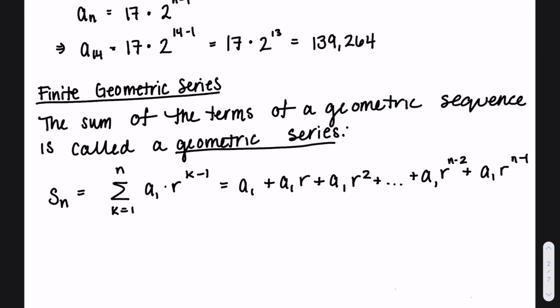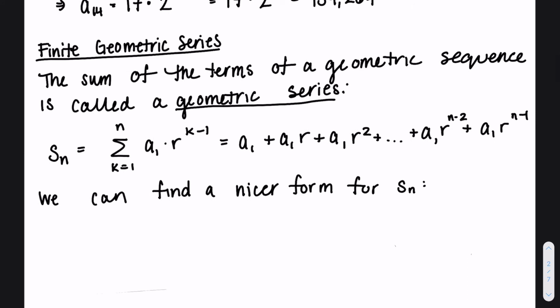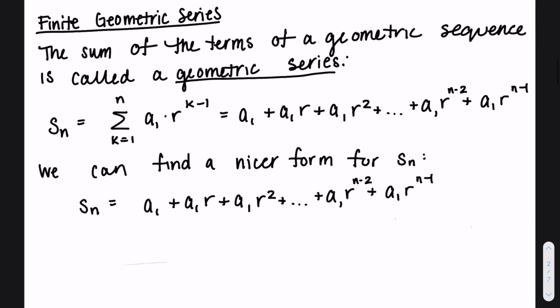Now the arithmetic one is a little bit hard to show where that formula comes from, but we can actually show the nicer form for the sum of a geometric series. Let's look at this general form Sn. What I'm going to do is take every single term and multiply it by -r. So I'm going to look at -r times Sn.